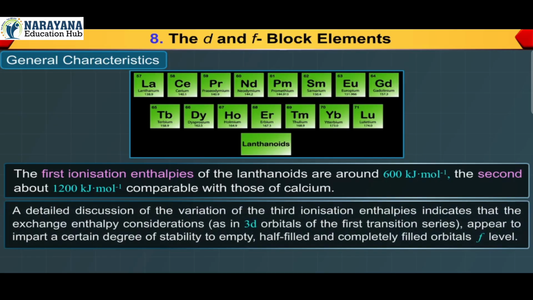A detailed discussion of the variation of the third ionization enthalpies indicates that the exchange enthalpy considerations, as in 3d orbitals of the first transition series, appear to impart a certain degree of stability to empty, half-filled and completely filled f orbitals. This is indicated from the abnormally low value of the third ionization enthalpy of lanthanum, gadolinium and lutetium.